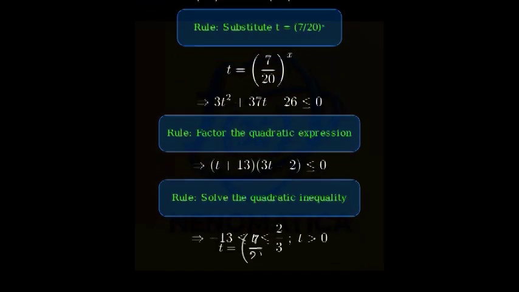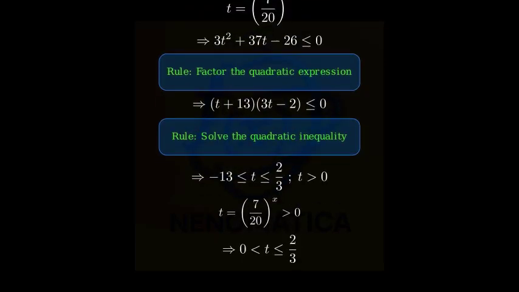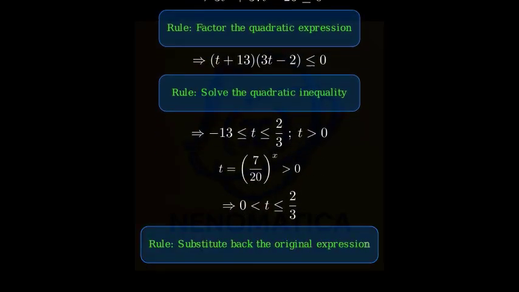Since t equals 7 over 20 to the power of x, and this is always positive for any real value of x, t must be greater than 0. This means t plus 13 is always positive, so 3t minus 2 must be less than or equal to 0 for the inequality to be satisfied. Solving 3t minus 2 less than or equal to 0, we get t less than or equal to 2 over 3. Now we substitute back our expression for t.